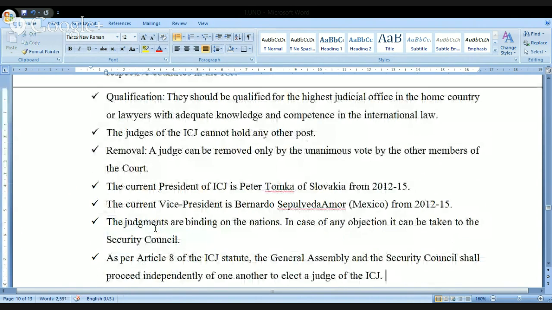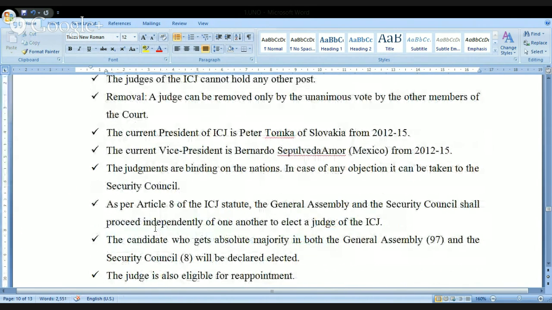Now, look at this. Certain important points we have written here at the higher level. I am highlighting this. The judges of the ICJ cannot hold any other post, meaning that this will become a full-time post for those people. They cannot be here and there at the same time.